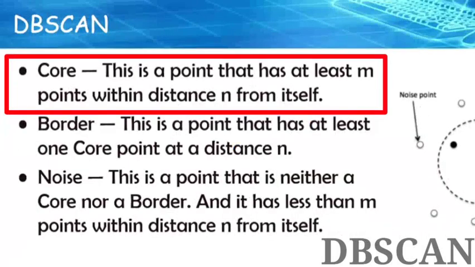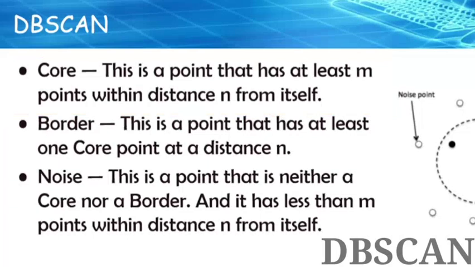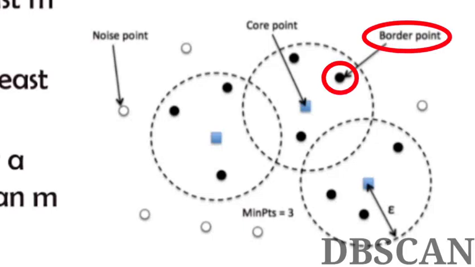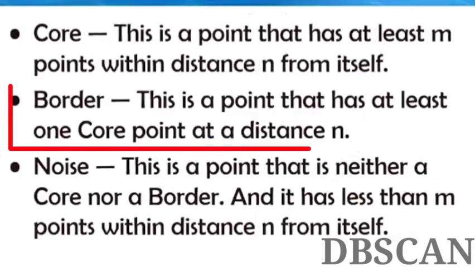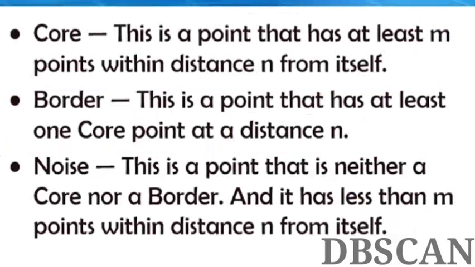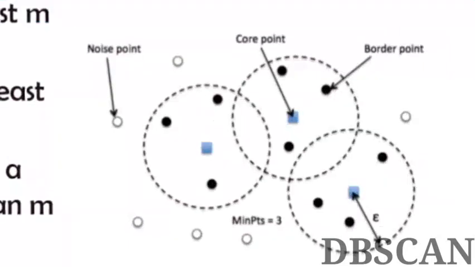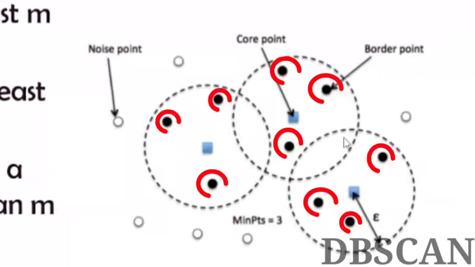The core is a point that has at least m points within the distance n from itself. So what is the m number of points? This is the minimum points which we saw earlier. And the border is a point that has at least one core point within a distance of n. So it should have at least one core point, and then it will be considered a border point. Here we can see the black dots, those are all the border points.